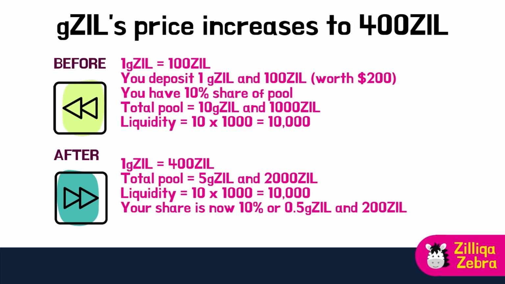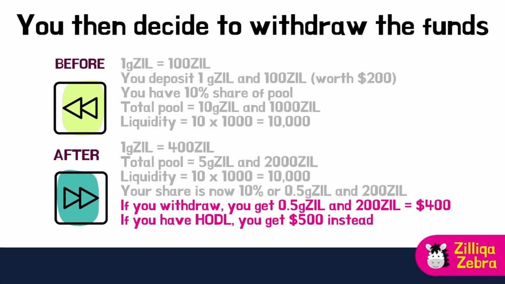So what is the status now? As 1 gZIL is now 400 ZIL, the ratio between how much gZIL and how much ZIL in the pool has changed. There are now 5 gZIL and 2000 ZIL in the pool due to the work done by the arbitrage traders. You then decide to withdraw your funds. As you remember from earlier, you're entitled to a 10% share of the pool. As a result, you should be able to withdraw 0.5 gZIL and 200 ZIL, which is a total of $200 plus $200 or a total of $400. You should have made some good profits.